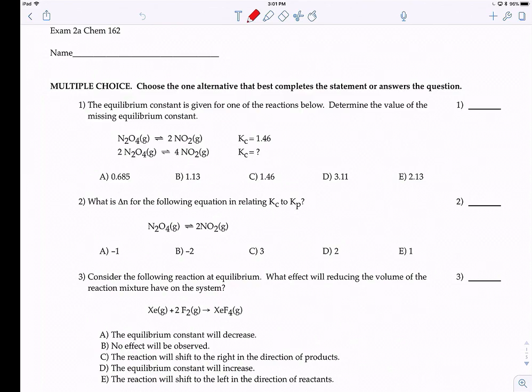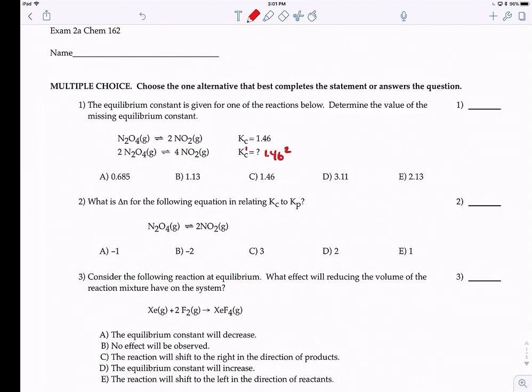Okay, so first one here, and again, this is also on LaLima, an abridged version. The equilibrium constant is given for one of the reactions below. Determine the value of the missing equilibrium constant. So it's the first one. If you compare the first one and the second one, it's doubled. When you double a reaction, you actually square the equilibrium constant. So something multiplied by a factor of n, you raise to the n power. So this new K is just 1.46 squared, whatever that is.